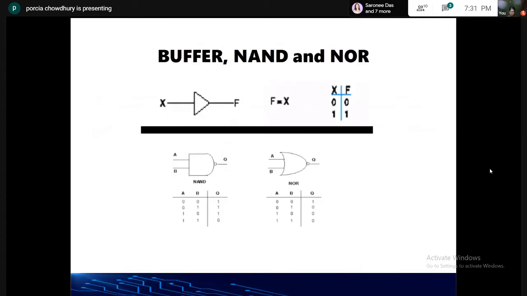See, if you notice, the first symbol is for NAND, and I have told you that the bubble represents the invert sign. So first we have the symbol of the AND gate, and with a bubble it becomes a NAND gate. The second one is an OR gate with a bubble, so it becomes a NOR gate. And just observe the truth table.